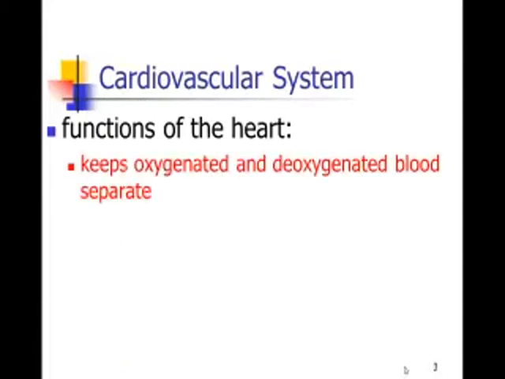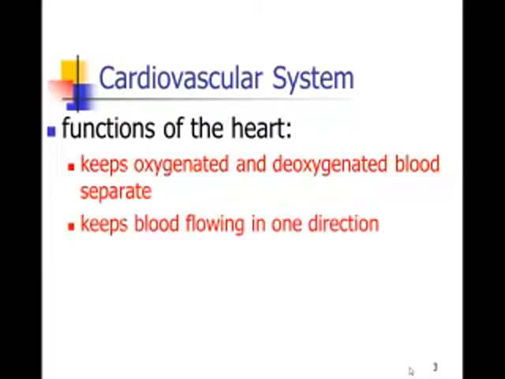We'll talk about functions next. There are a number of functions. One of the important things of a 4-chambered heart, and we should begin with the understanding that not all vertebrates have 4-chambered hearts. In fact, in terms of evolution, that's a fairly recent development. Fish, for example, have 2-chambered hearts. But the 4-chambered heart allows us to keep oxygenated and deoxygenated blood separate. That increases our efficiency of delivering carbon dioxide to the lungs to get rid of it, and it also increases the efficiency of getting oxygen out to the tissues.